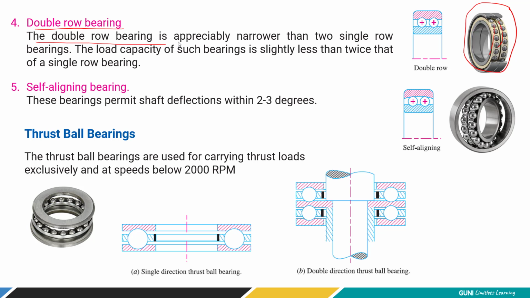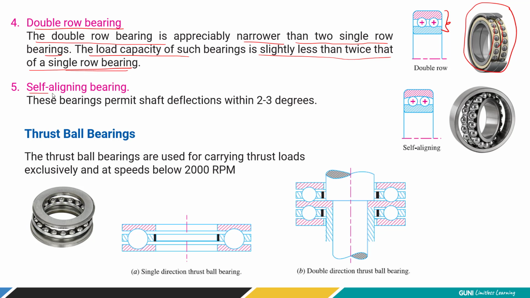The double row bearing is appreciably narrower. Narrower means in construction width it is narrow. Narrow means this is narrow. Then two single row bearings. The load capacity of such a bearing is slightly less than twice that of a single row bearing. So you can say because of the smaller rolling element and narrower construction, it does not offer that much load carrying capacity, that is compared to the single row bearings.